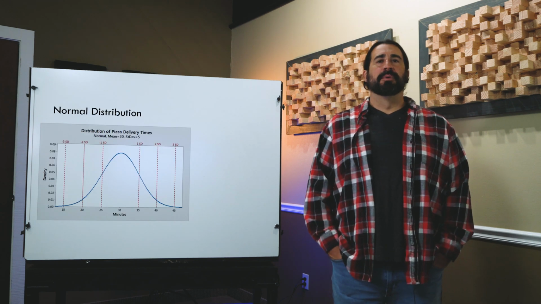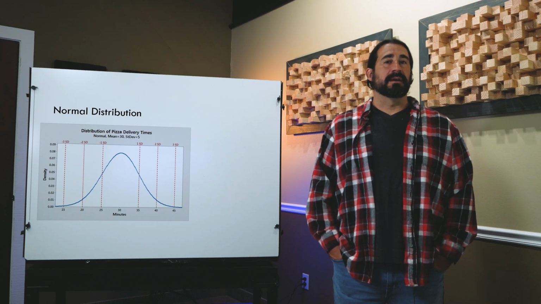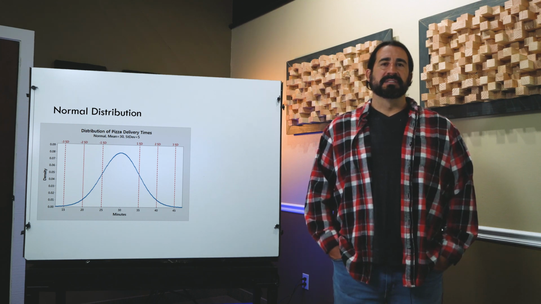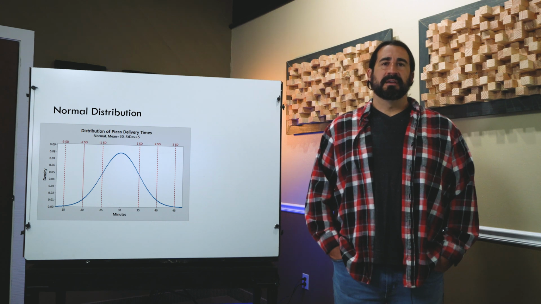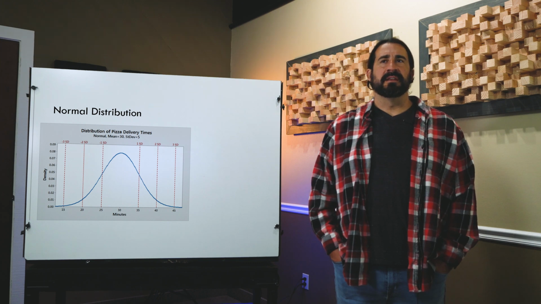This is an example of a normally distributed curve. It is basically the model of a histogram, where the vertical axis represents the frequency of the values, and the horizontal axis represents the values themselves. The normal curve is denoted with the notation N of mu, sigma, or in this example, N of 30, 5.